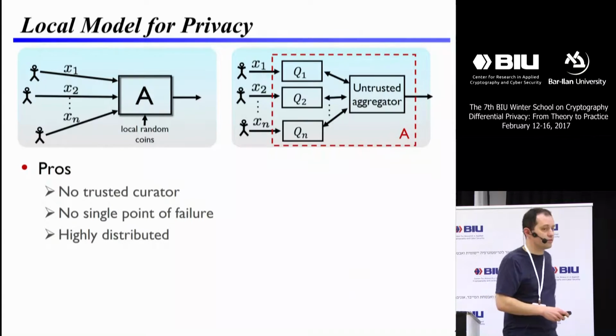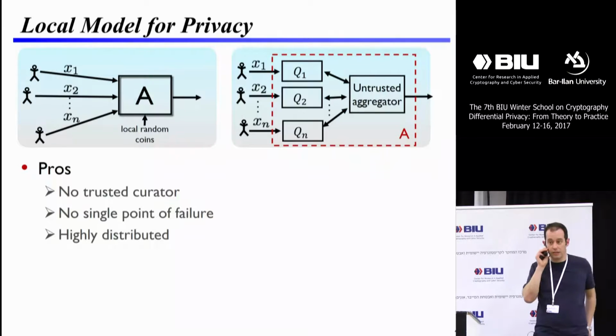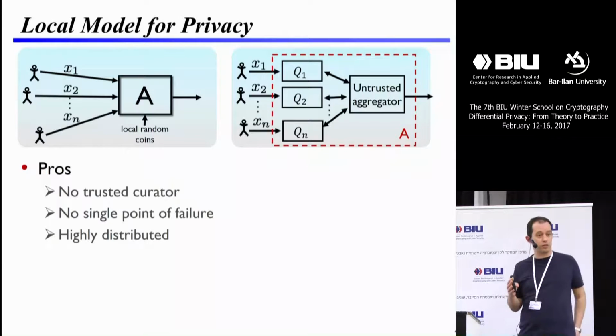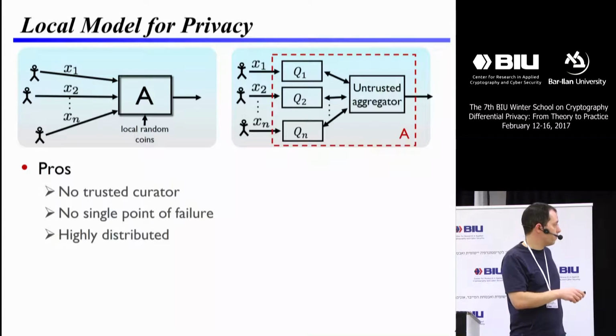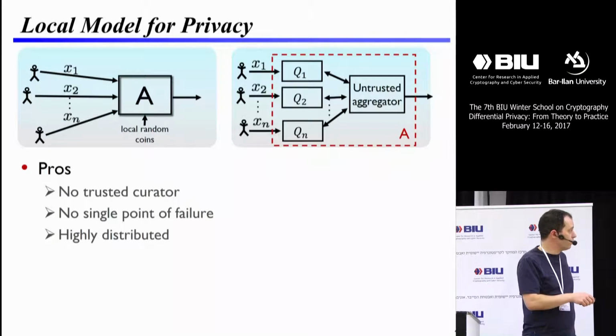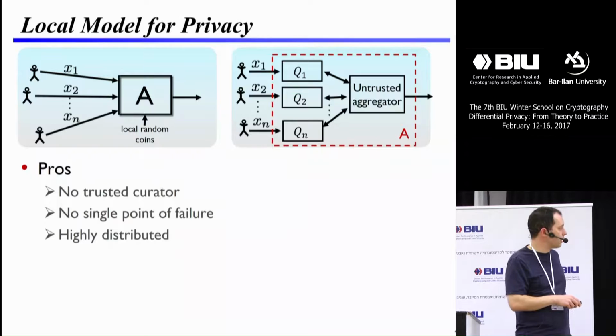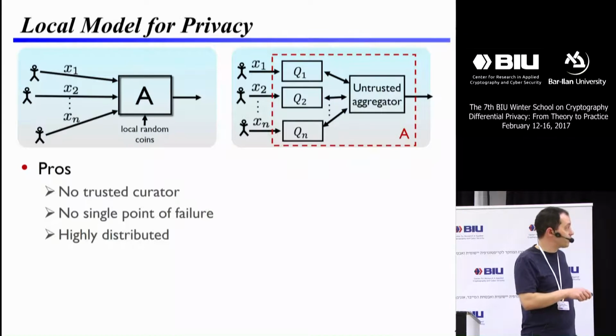Okay, so the advantage of this model is precisely the fact that you remove the need for a trusted curator. That means, in particular, it removes this single point of failure for security properties, because now you're relying on these individual little boxes doing the randomization correctly. And also in terms of efficiency, it can have some advantages in terms of distributing the computation over a large set of processors rather than having everything living in one place.